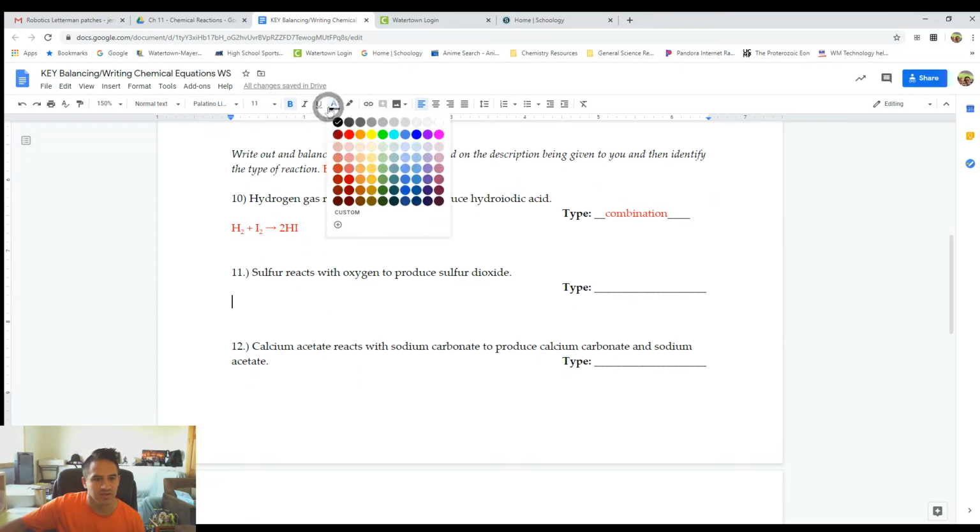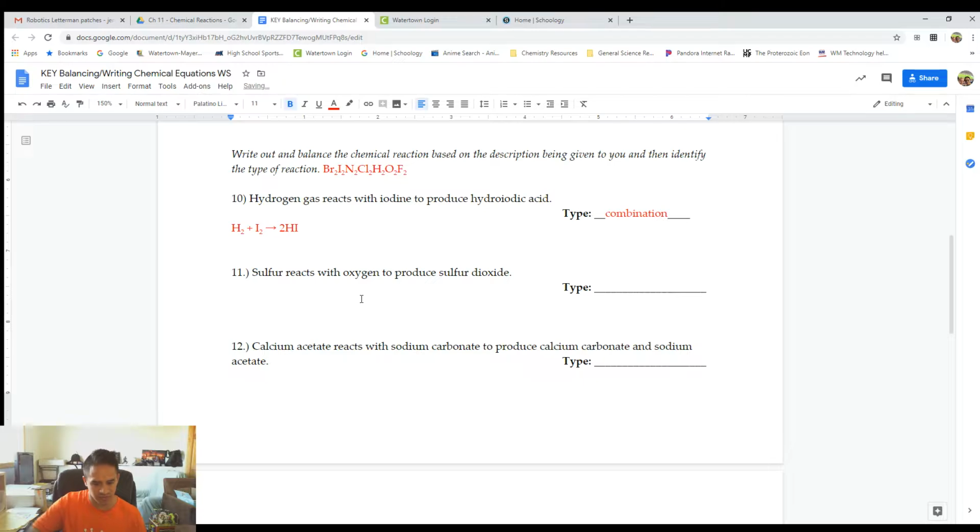All right, number 11. Sulfur reacts with oxygen to produce sulfur dioxide. All right, so sulfur is S. Now, these are the Brinkelhoffs. These are all diatomic. Sulfur is not diatomic. It is actually octaatomic. So what that means is that when sulfur is by itself, it's S8 instead of just S. So it's going to be S8 plus oxygen, which is a Brinkelhoff, so that's diatomic. And that makes sulfur dioxide. So SO2. Okay, sulfur and then di for 2 oxygens.